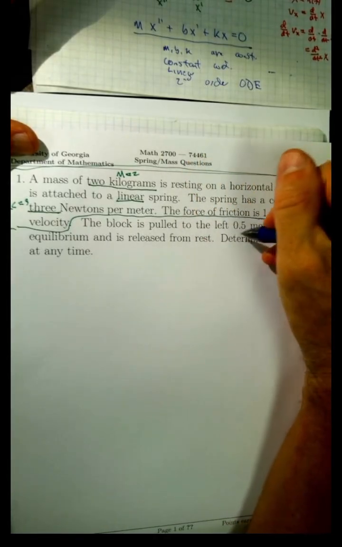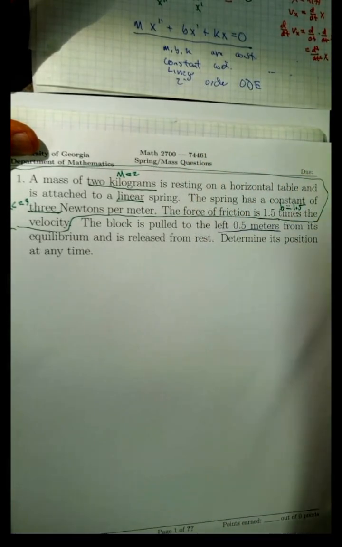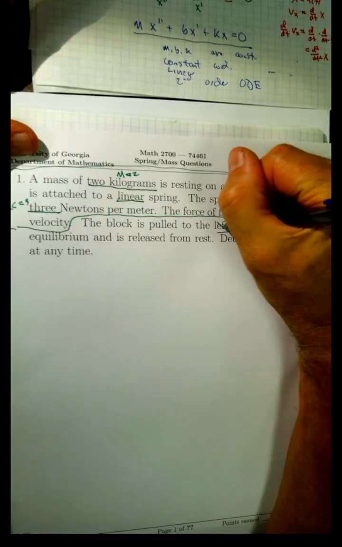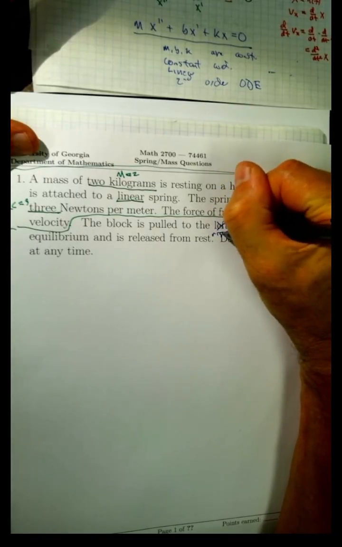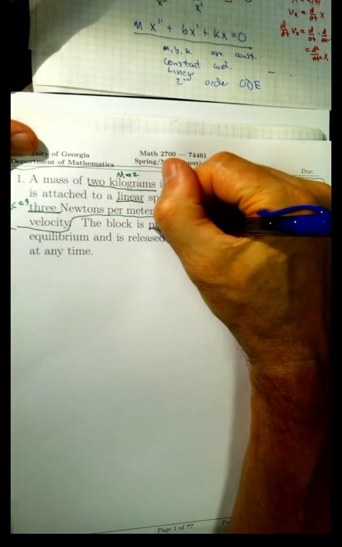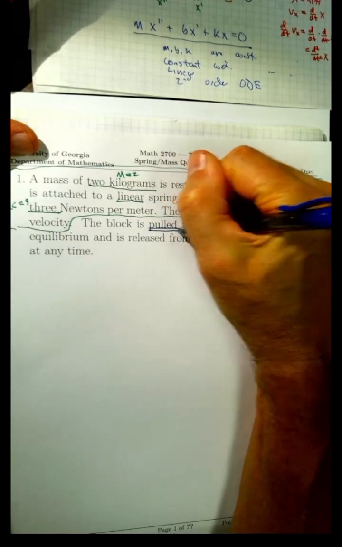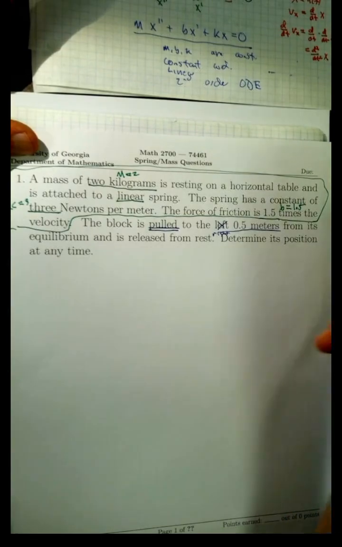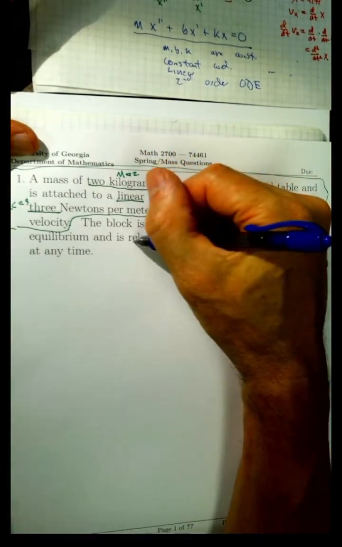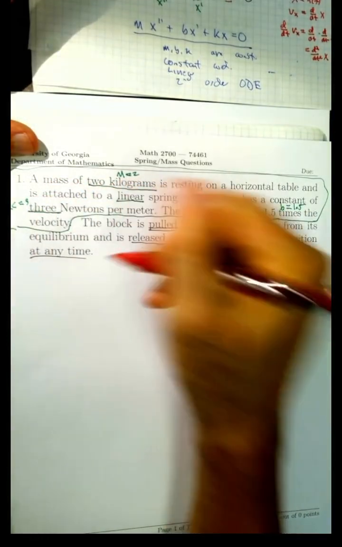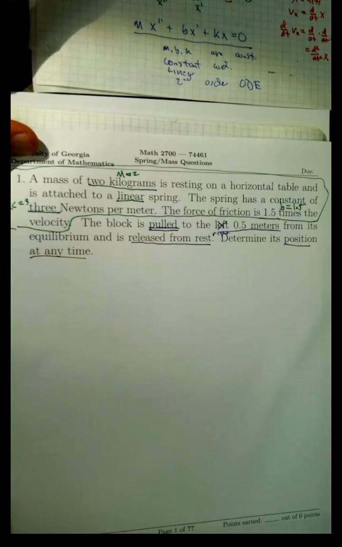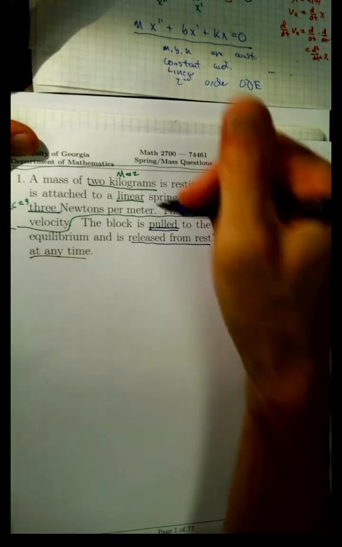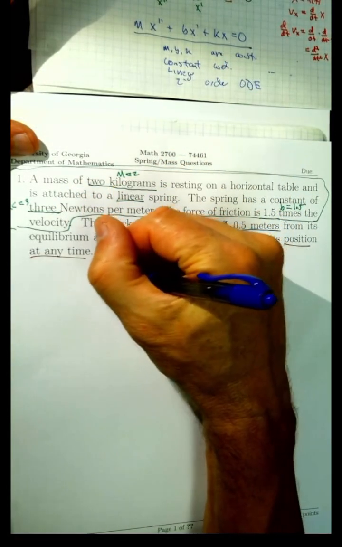So I'm going to pull to the left 1.5 meters, and I got to be a little careful. This should say right. Sorry about that. And the reason is because I'm pulling and not pushing or compressing the spring. And it's going to be released from rest. And the question then is, figure out x as a function of t. All right, let's focus on the differential equation first.